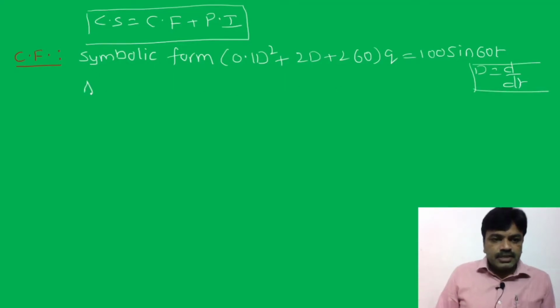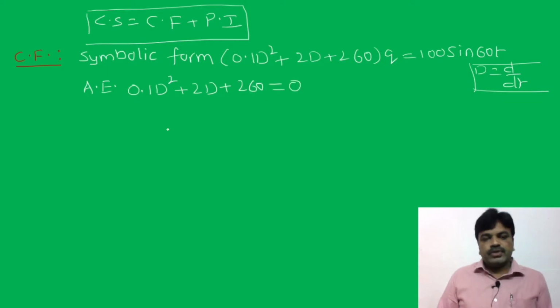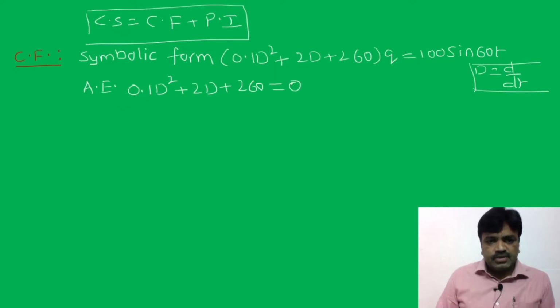Now the second step is to write the auxiliary equation. Coefficient of q is equal to 0. That means 0.1 D² plus 2D plus 260 is equal to 0. Now we have 0.1, so I multiply with 10. Then 0.1 into 10 gives 1 D², plus 2 into 10, 20D, plus 2600, is equal to 0.